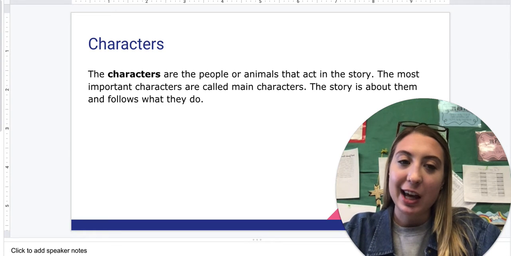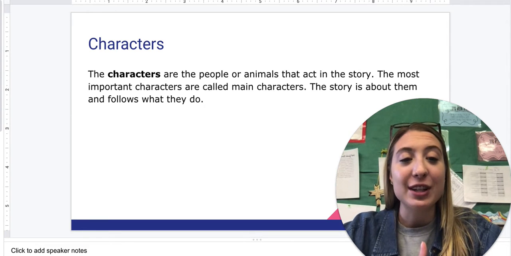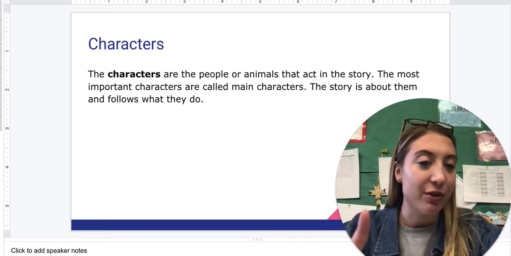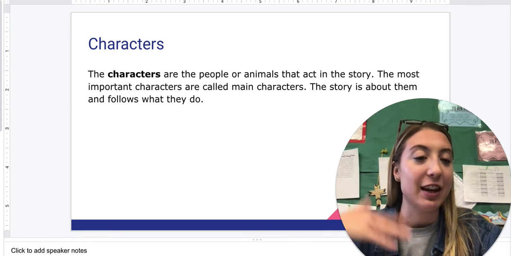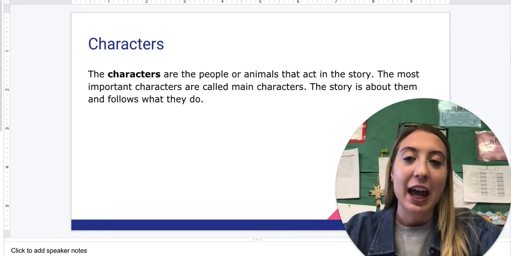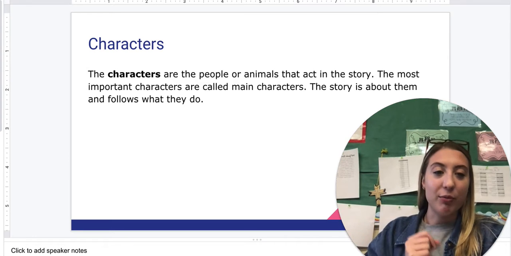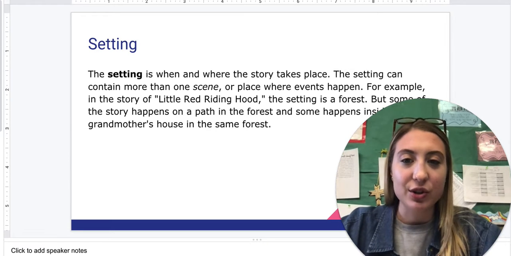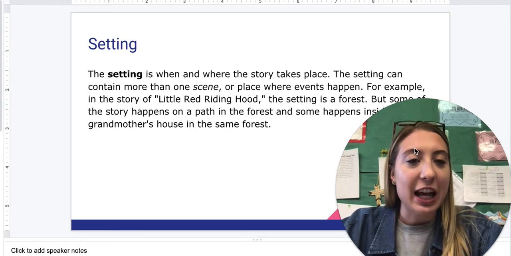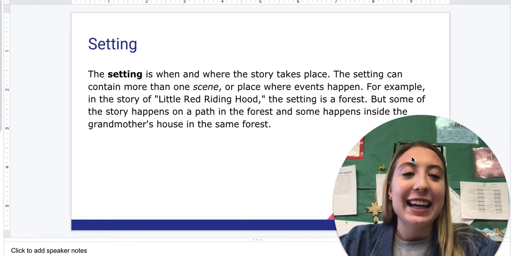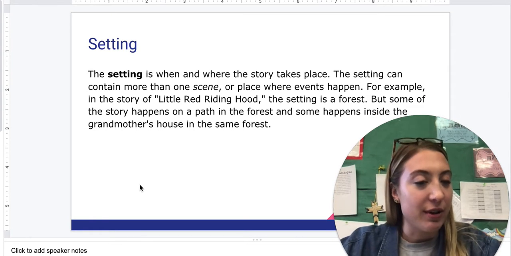So then our setting, and make sure to take notes as we go along. These should be in your notes, so let's take the notes that we have taken for last week and this week, and then we are going to add a little more at the end. So let's go over our setting. Our setting is when and where the story takes place.